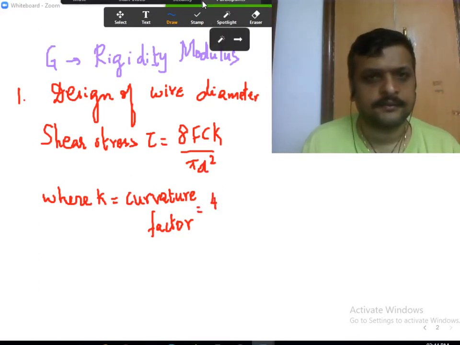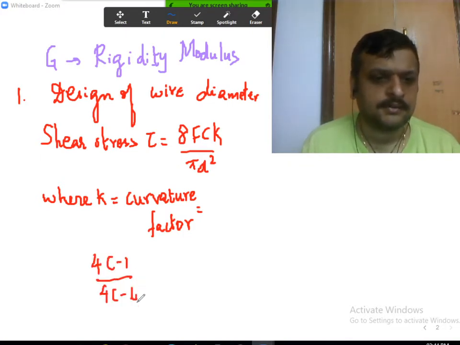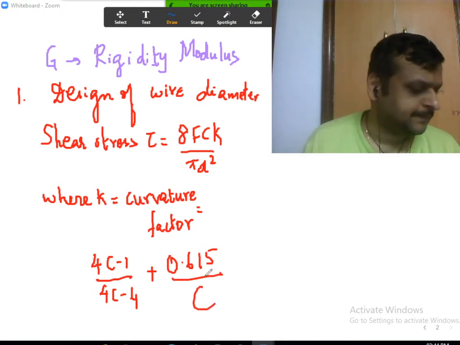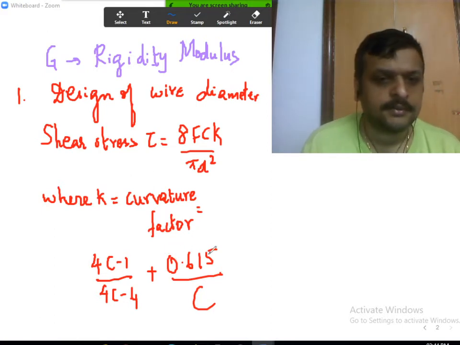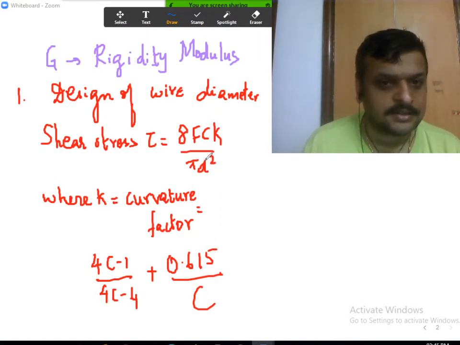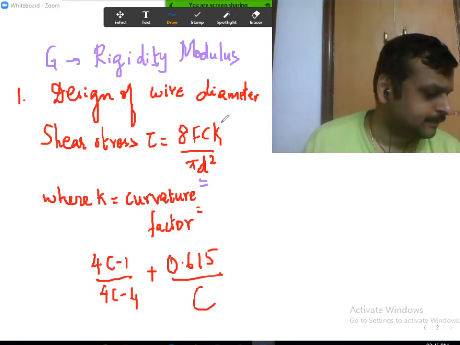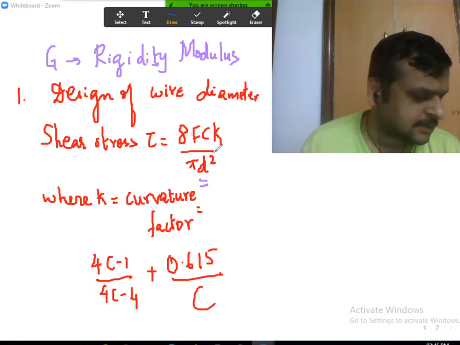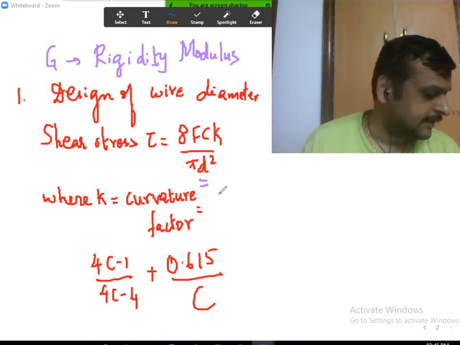K equals 4C minus 1 upon 4C minus 4 plus 0.615 upon capital C. So what we do is we'll find the d. For that you'll refer table, then select standard wire dia according to the standard which we have got. So first we'll be finding d. We'll discuss how we can go ahead with this when it comes to the problem. For time being, just refer to the steps that I'll be telling.